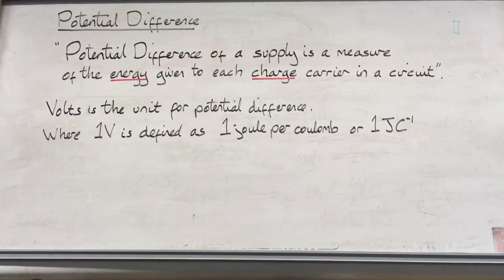So whatever the voltage of that supply is, a 12 volt supply attached to a lamp or a 6 volt supply attached to a lamp, a 12 volt supply will make the lamp shine brighter, because each charge carrier in that circuit, according to this statement, receives more energy. Now volts is the unit for potential difference, but because of the definition of potential difference being a measure of the energy given to each charge, then it can also be defined as joules per coulomb. So 1 volt is defined as 1 joule per coulomb, or 1 J C to the negative 1.